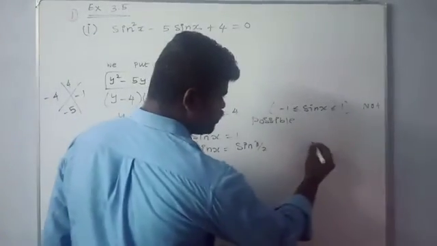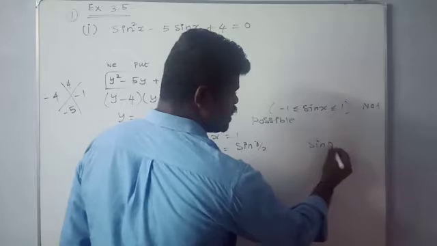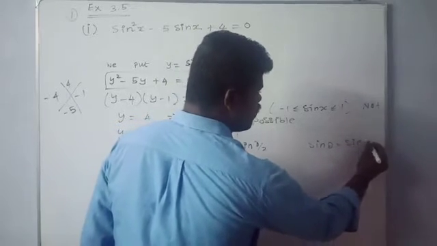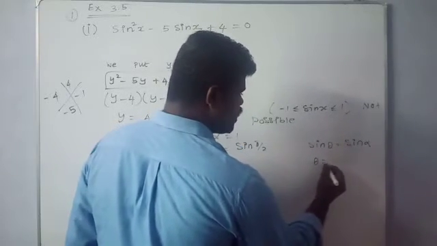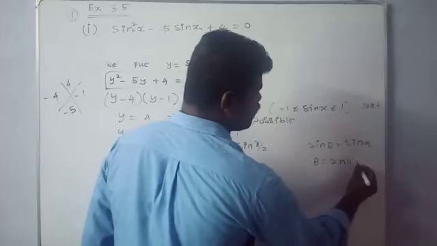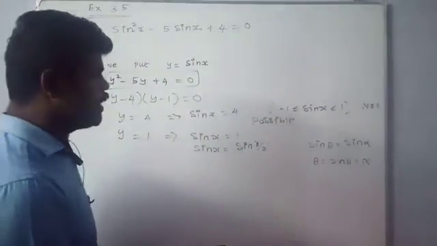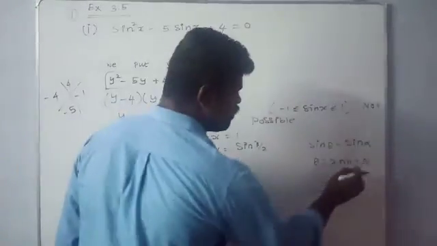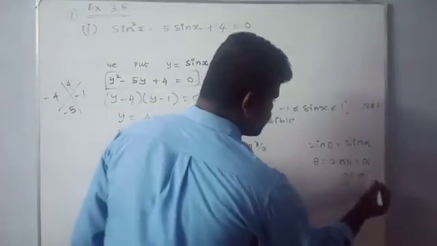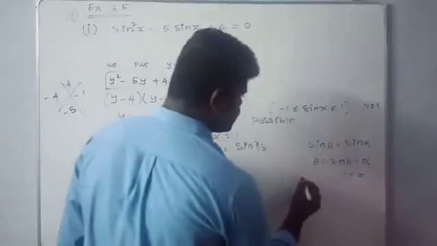This is also already known: sin theta equal to sin alpha form. What are the values? Theta is equal to 2n pi plus alpha, comma n belongs to Z. This is the sin theta form.